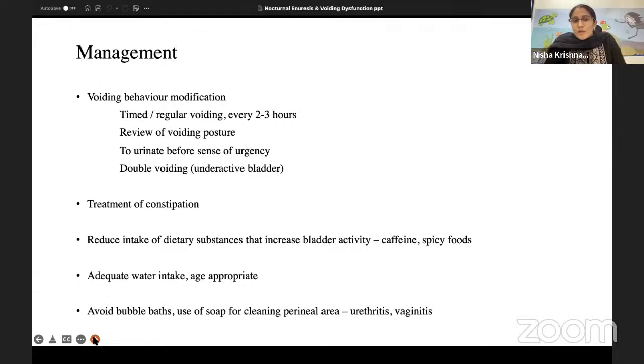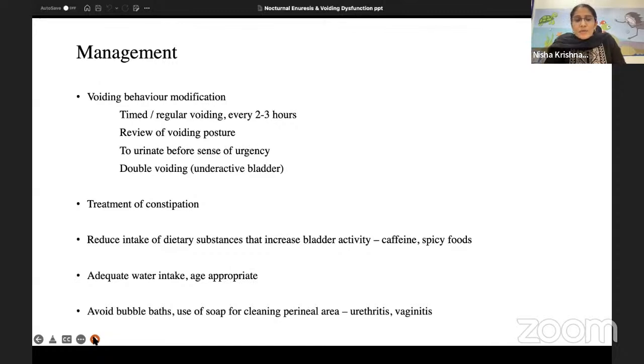Treatment of constipation. Now, the importance of this cannot be stressed more. It is extremely vital as a part of our management of voiding dysfunction to not have constipation complicating the issue, which means that the child has to have a good water intake, adequate fiber in the diet, and a regular bowel movement that is to be planned according to the child's schedule.